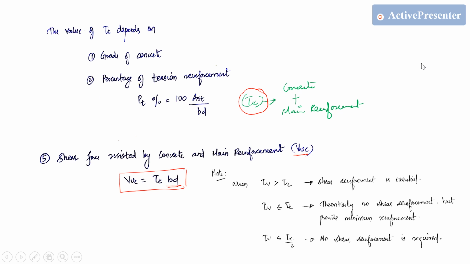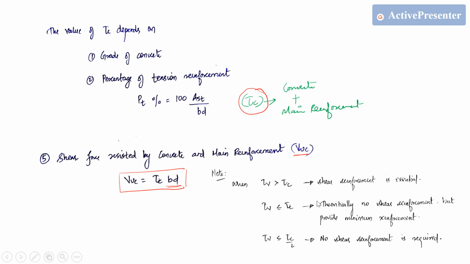So this is the prime thing you need to understand. When tau v is greater than tau c, there is some force, or there is some strength to be provided by your shear reinforcement, right? Definitely, because the main reinforcement and the concrete cannot alone take the shear that is coming, and definitely we should provide some shear reinforcement, isn't it? Now, if tau v is less than or equal to tau c, theoretically there is no need of providing shear reinforcement because the shear will be taken by your concrete and main reinforcement, but we need to provide a minimum shear reinforcement.